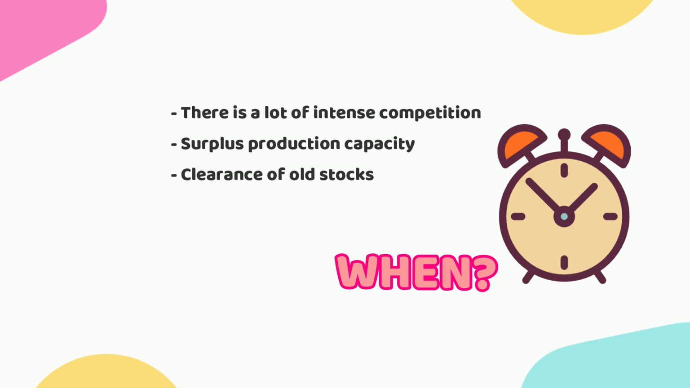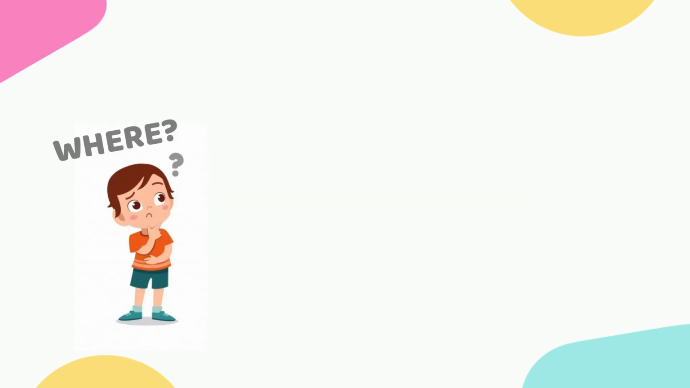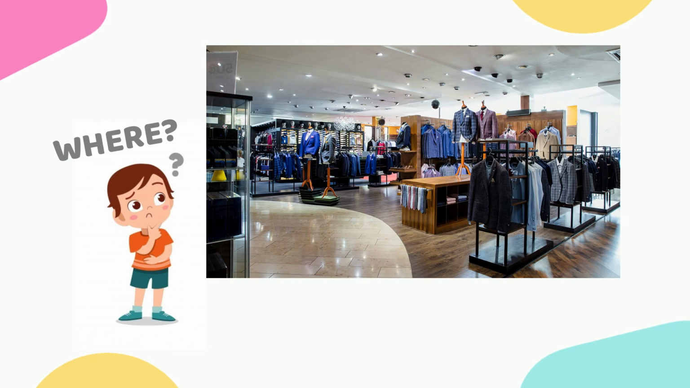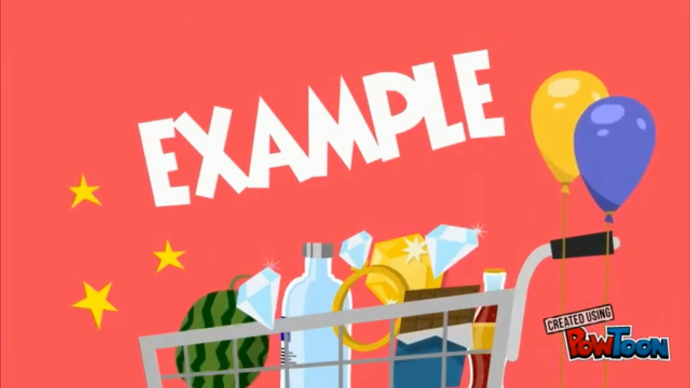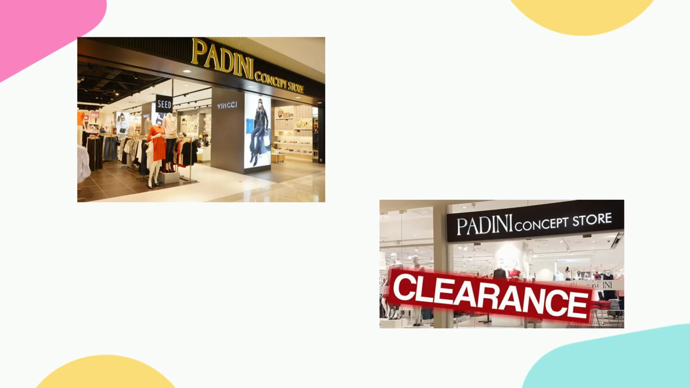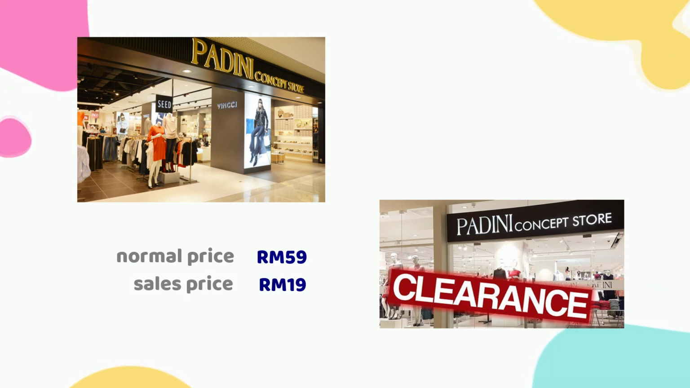This method is useful when there is a lot of intense competition, surplus production capacity, and clearance of old stocks. Where to apply this method? Normally, the clothing industry will use this method when the specific season ends. For example, Padini Holdings Berhad will reduce their selling price during clearance stock. The price for one blouse is 59 ringgit, but during sales, it will be reduced to 19 ringgit.